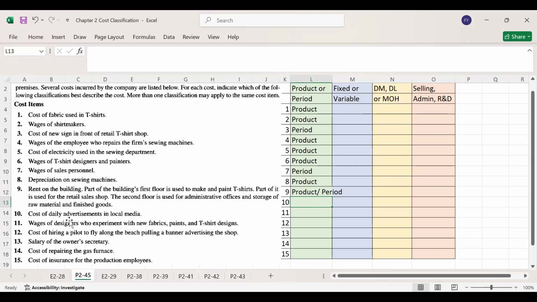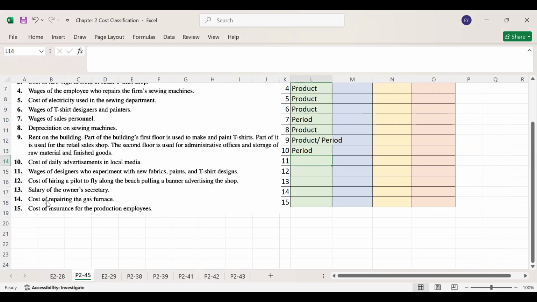Cost of daily advertisement in local media. So this advertisement is not a main part of the product, but it is for selling or advertising expenses, which are period cost. Then wages of designers who experiment with the fabrics.